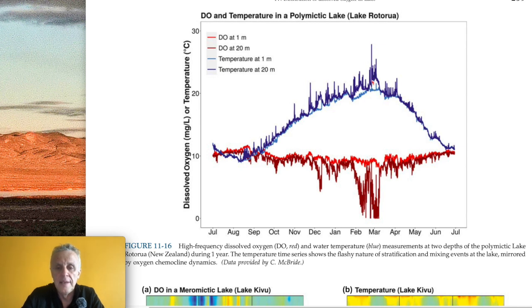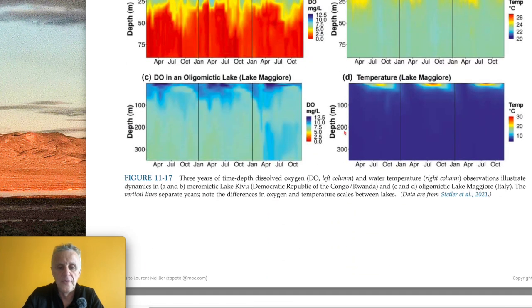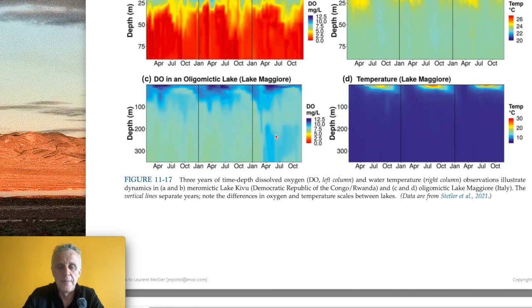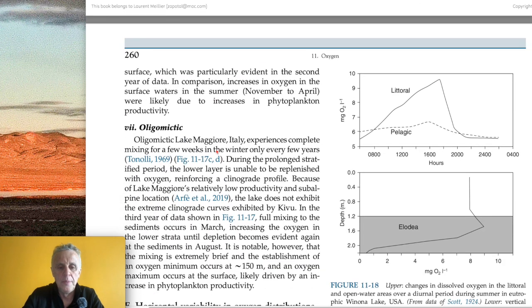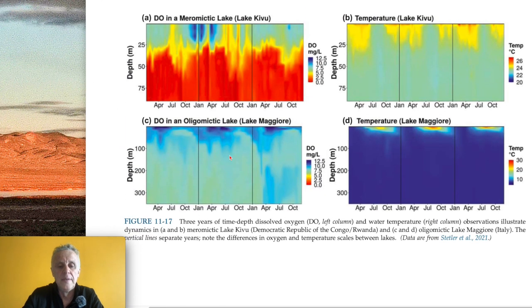And for the temperature, it's kind of the same as well. At depth, we are seeing larger swings than we are seeing at the surface here. All right, so that's it for that. Now let's move on to Lake Maggiore. Lake Maggiore is an oligomictic lake, right? So it mixes very rarely.